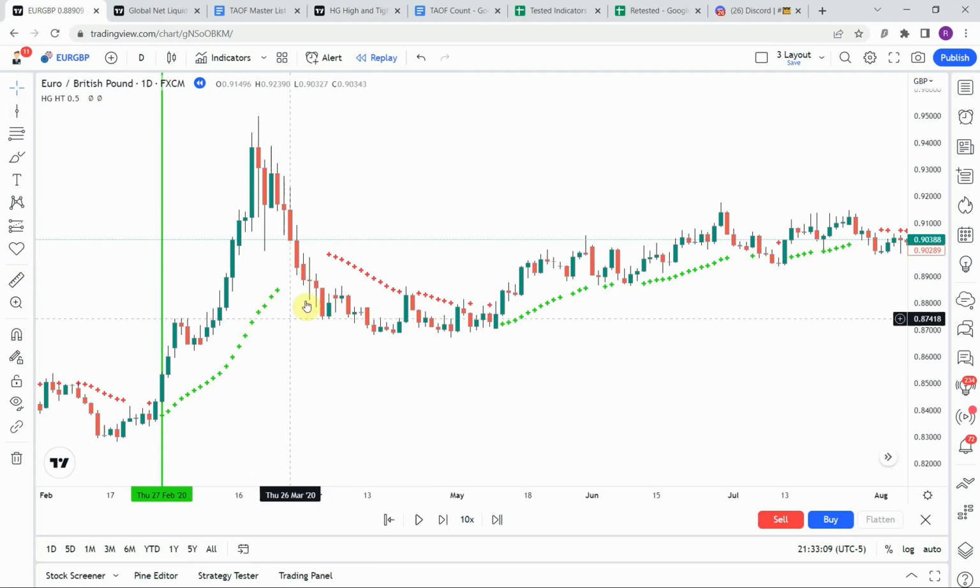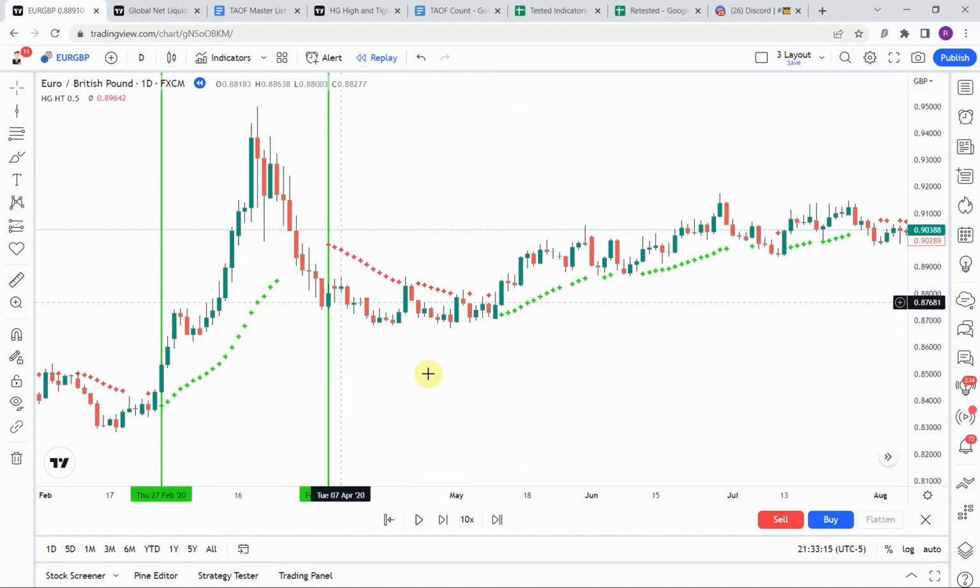As far as going down here, you can see that we are slowly working our way to the downside, and we get the switch from green to red right here.